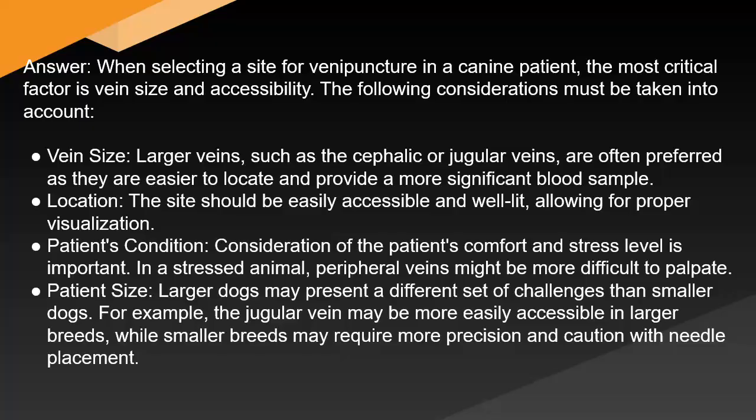Vein size. Larger veins, such as the cephalic or jugular veins, are often preferred as they are easier to locate and provide a more significant blood sample. Location. The site should be easily accessible and well lit, allowing for proper visualization. Patient's condition. Consideration of the patient's comfort and stress level is important. In a stressed animal, peripheral veins might be more difficult to palpate. Patient size. Larger dogs may present a different set of challenges than smaller dogs. For example, the jugular vein may be more easily accessible in larger breeds, while smaller breeds may require more precision and caution with needle placement.